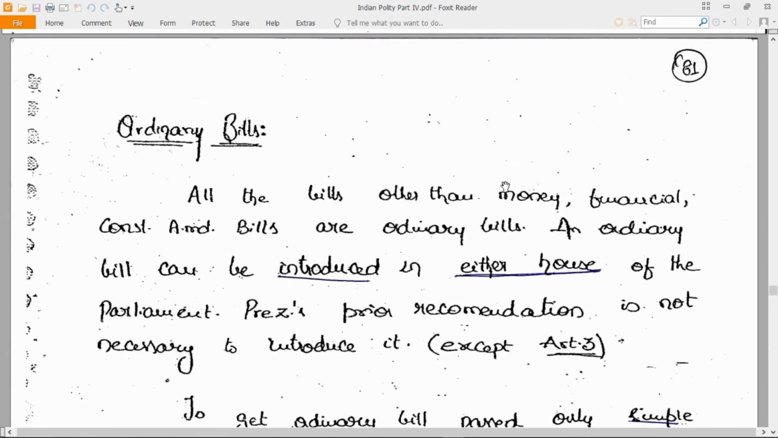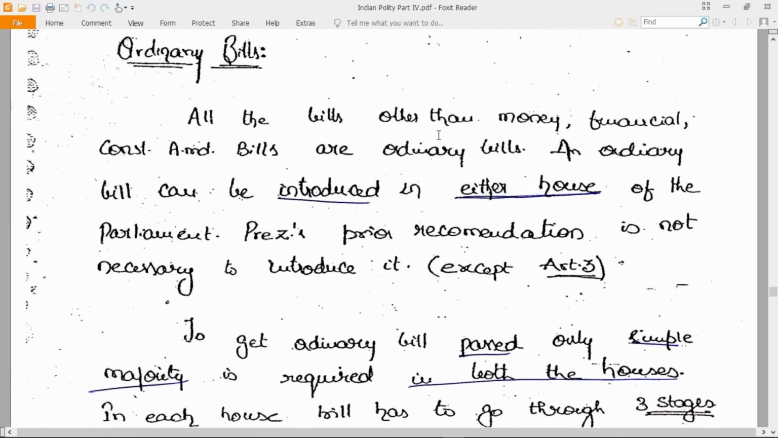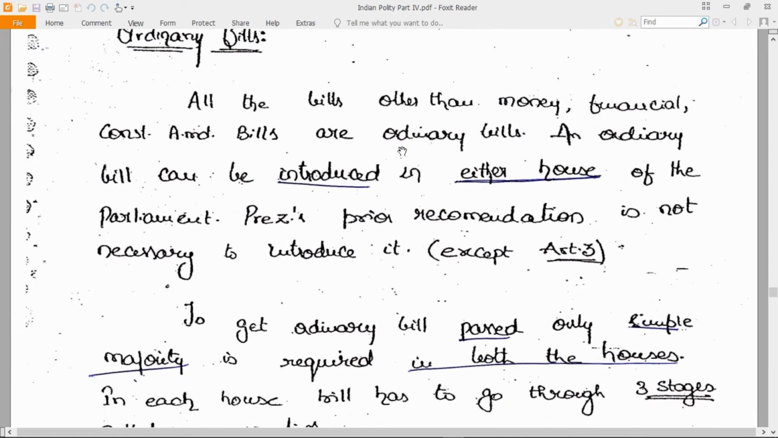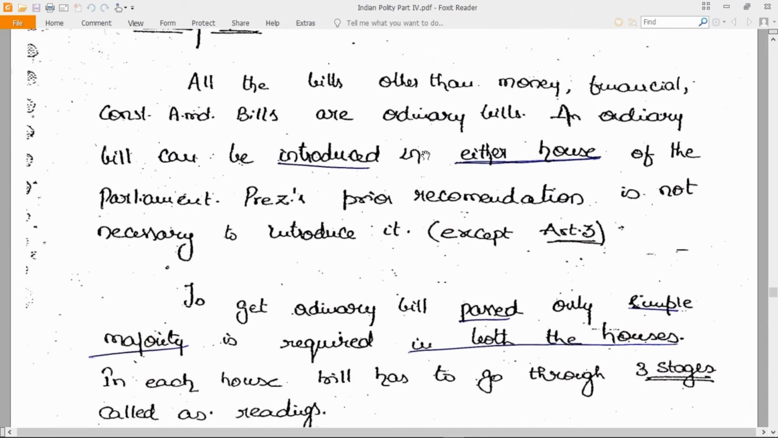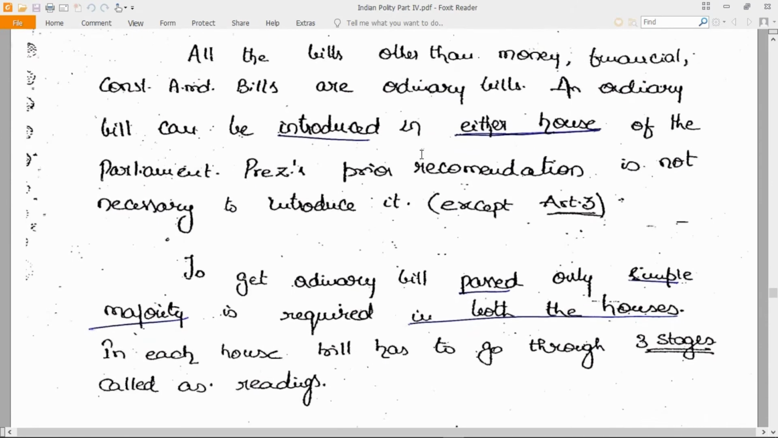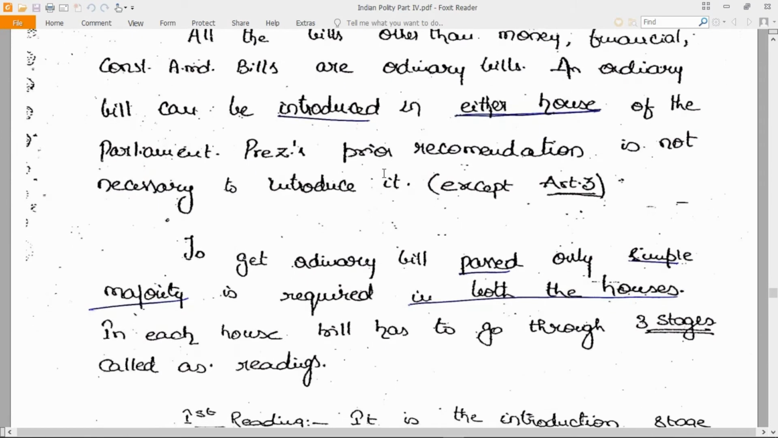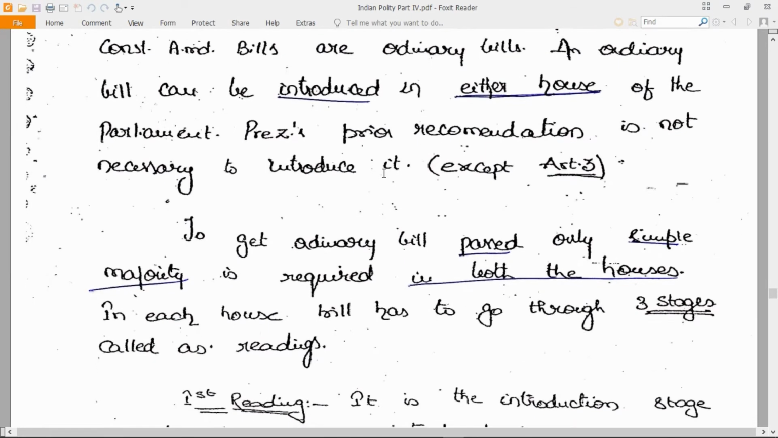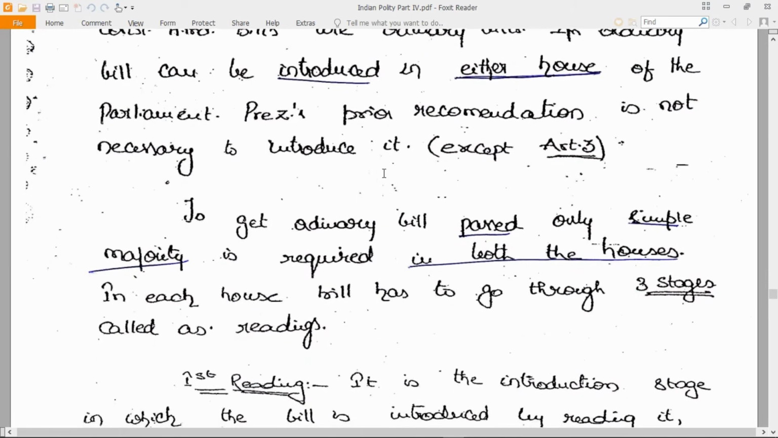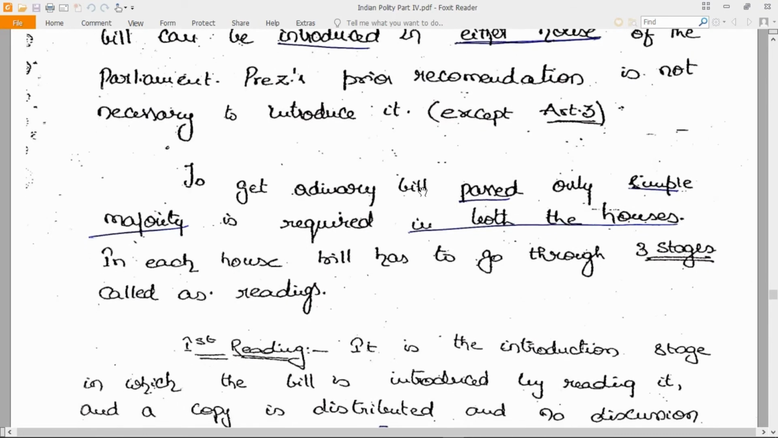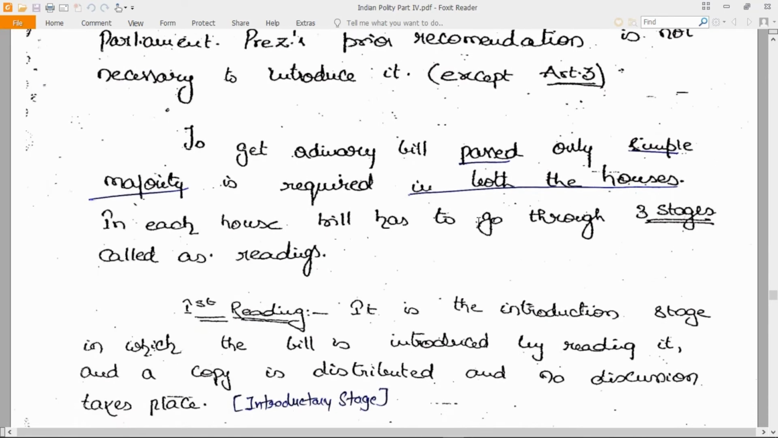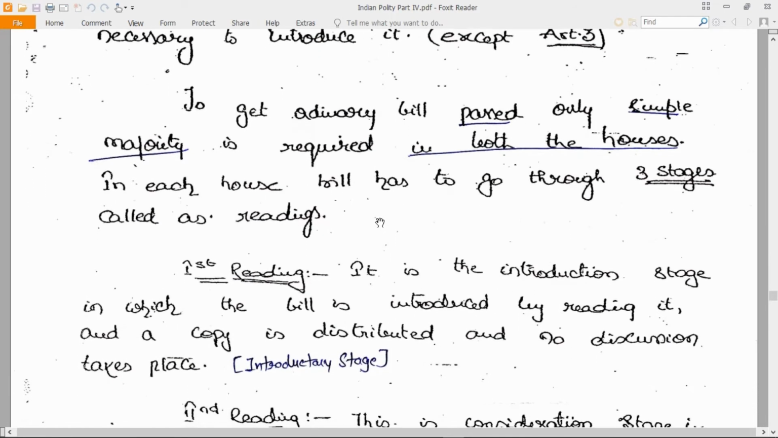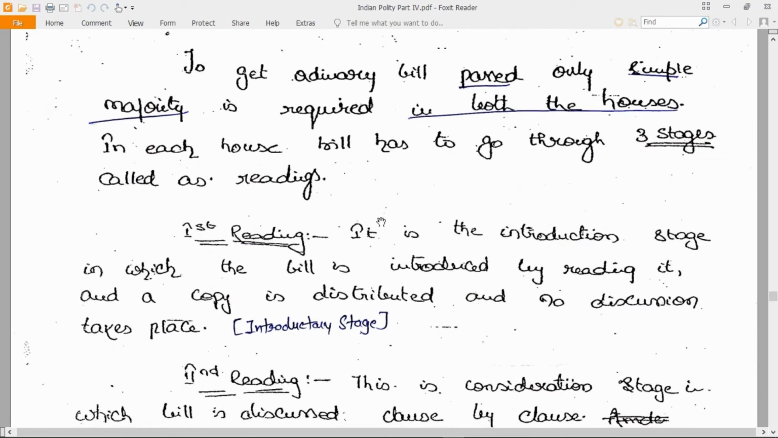Now let's talk about ordinary bills. All the bills other than money, financial and constitutional amendment bills are ordinary bills. An ordinary bill can be introduced in either house of the Parliament. The President's prior recommendation is not necessary to introduce it, except under Article 3. To get an ordinary bill passed, only a simple majority is required in both the houses. In each house, the bill has to go through three stages called readings.